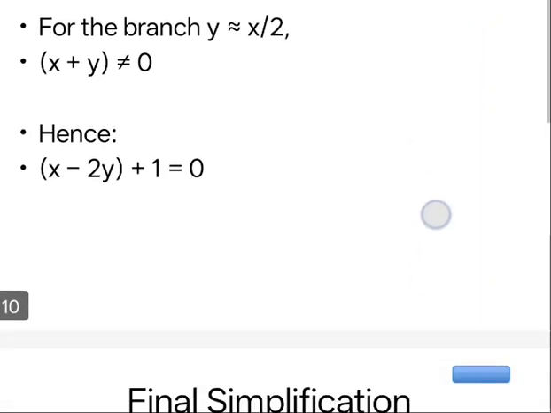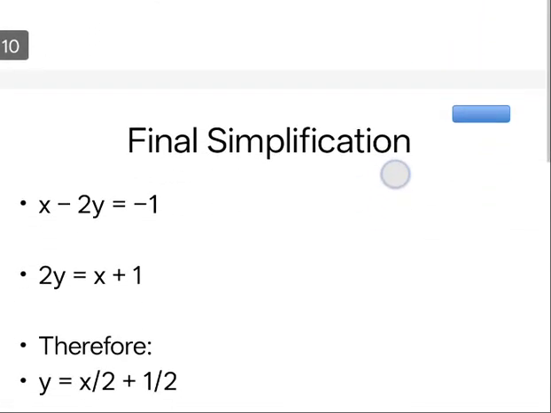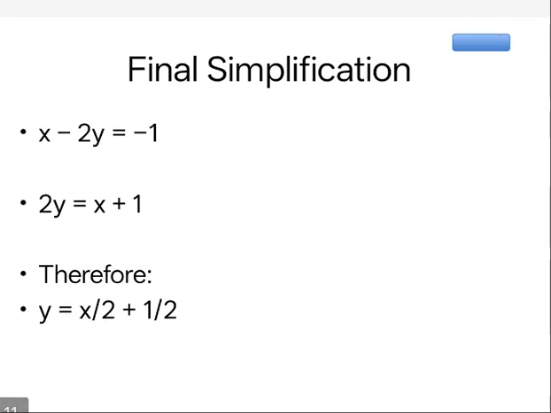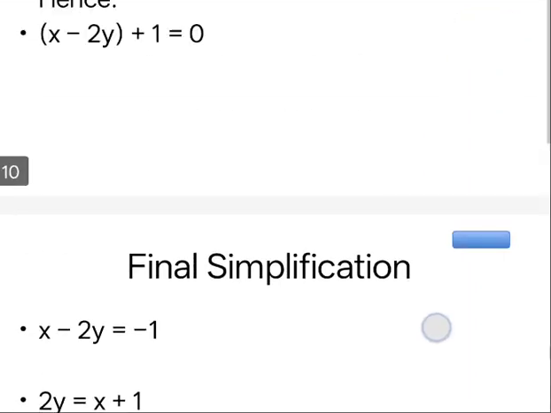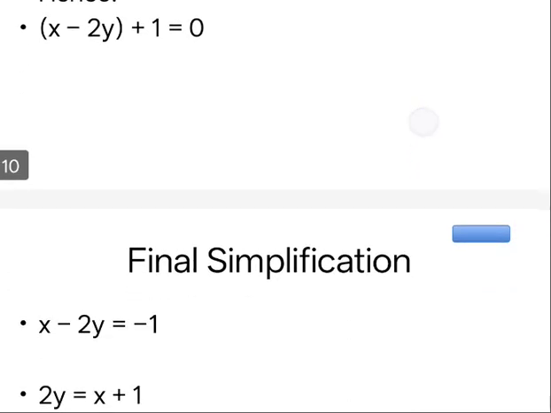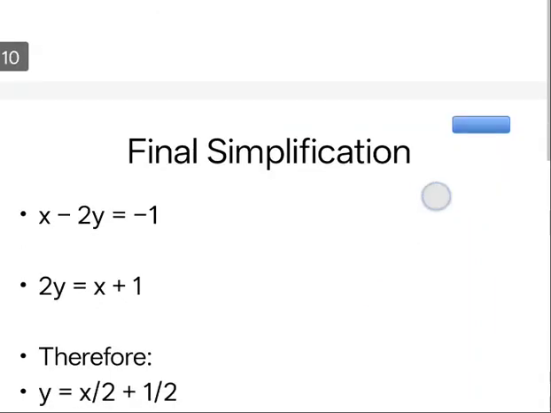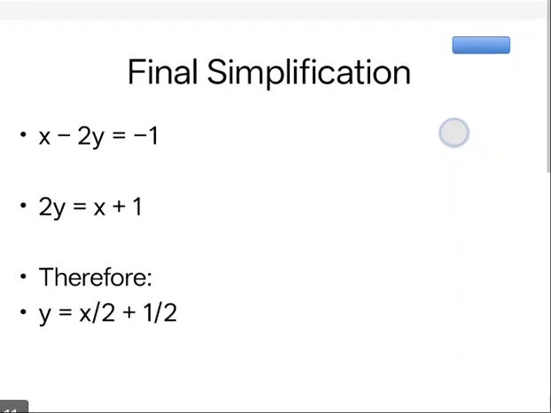Therefore, I can say that finally, after simplification, x minus 2y is equal to minus 1, and 2y is equal to x plus 1. Therefore, y is equal to x by 2 plus 1 by 2. Whatever the behavior of y, by using only the highest degree terms and also taking the second part, you can get the second part of the y value. Try to understand, the second part of the y value we are also going to find out.